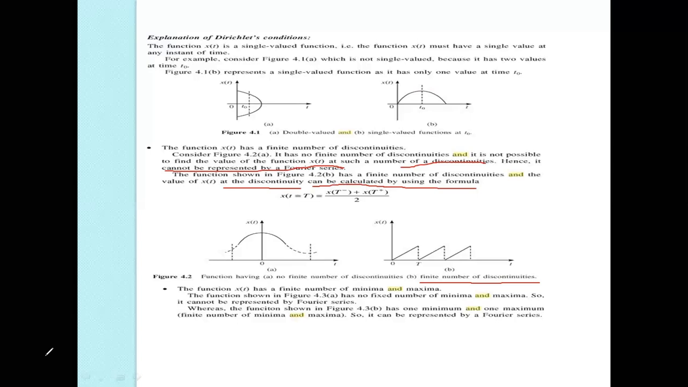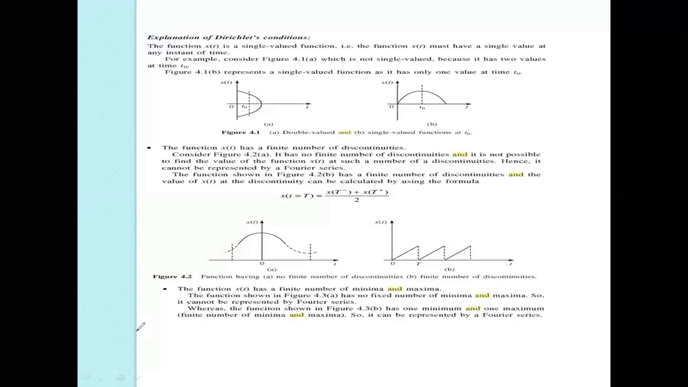The range is there. So the third condition: the function x of t has a finite number of minima and maxima. There are no discontinuities here. The first function has some discontinuities, a finite number of discontinuities. It satisfies the second condition. And the third point says the function x of t has a finite number of minima and maxima.